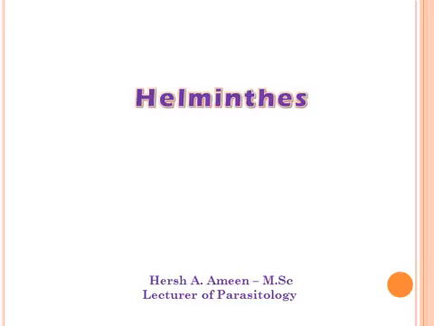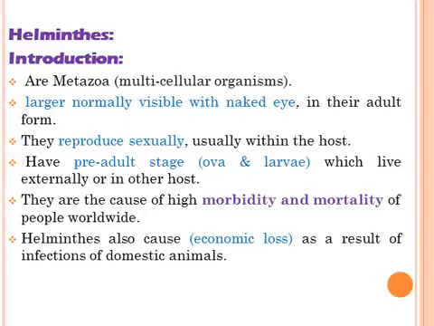We start with the Helminthes and medical parasitology. Helminthes are metazoa. It's called metazoa because they are multicellular organisms. So the adult worm is larger, normally visible with the naked eye in its adult form. They reproduce sexually, usually within the host.